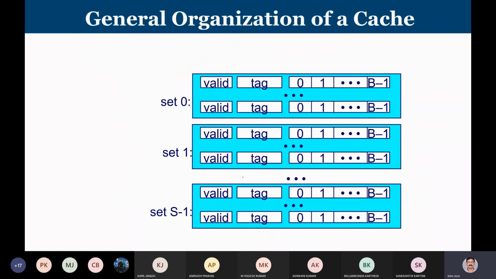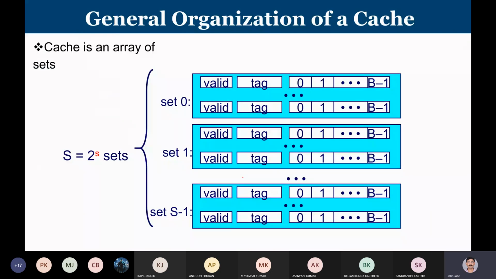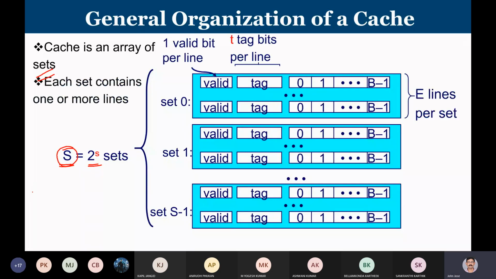Now let us see the general organization of a cache. A cache is an array of sets. So first, a cache may have multiple sets. Let us imagine there are capital S sets, defined as 2 power small s. So the number of sets in a cache will be a power of 2. Now, each set may have multiple lines or multiple blocks. That is also generally a power of 2. And each line has a few bits.